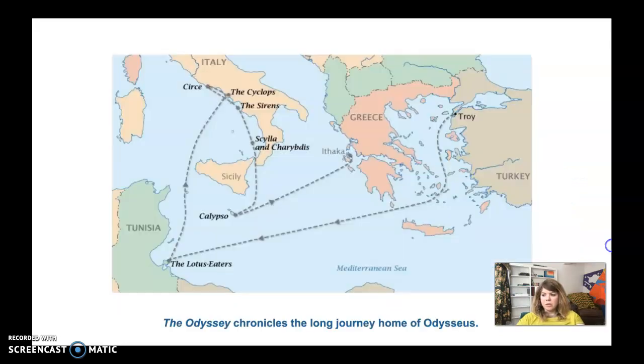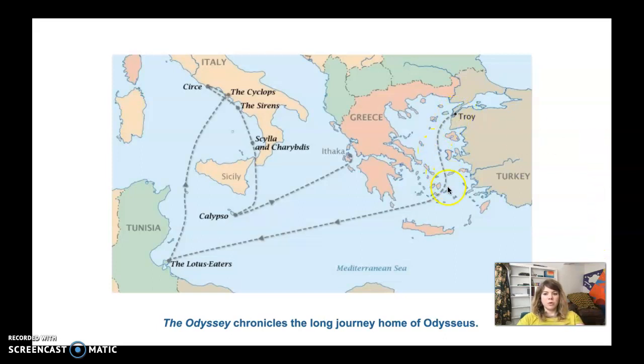So the Odyssey is considered to be the sequel to the Iliad, and the Odyssey focuses more on the 10-year return home of the Greek warrior Odysseus. Odysseus was the king of Ithaca, but he did fight in the Trojan War. He helped retrieve Helen, and then after that, the story of the Odyssey chronicles Odysseus's journey home.